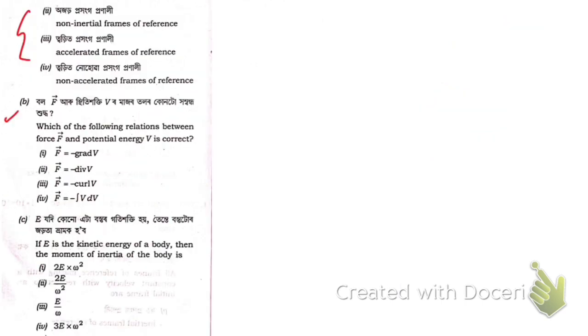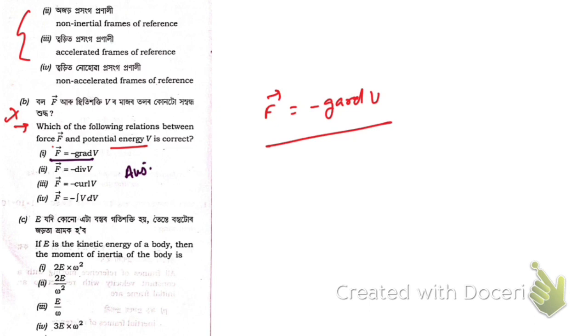Here you see, this is the next question. Which of the following relations between F and V is correct? V is the potential energy, and we know that force is the negative gradient of potential. So the first option, option 1, is correct: force is the negative gradient of potential V.